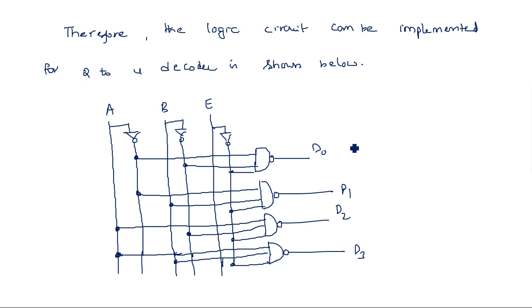Okay, so this is a simple logic circuit that converts 2 bits of information into 4 bits of information. That means a 2 line to 4 line decoder.